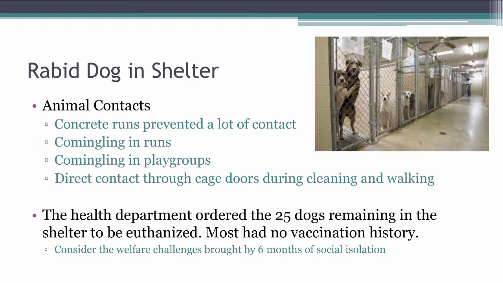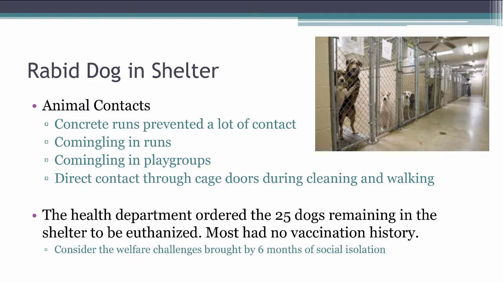In this shelter, they had concrete runs that prevented a lot of the contact, but they had commingling, and they also had contact at the front and then over the top. They had play groups, which they didn't track. Every day, it was a different group of dogs. And so the health department did order that all the 25 remaining dogs be euthanized because of the risk of rabies in that situation. The majority of them had not been vaccinated against rabies to anyone's knowledge.